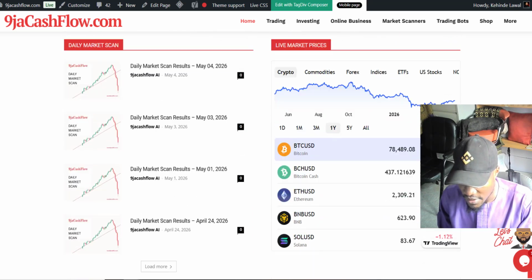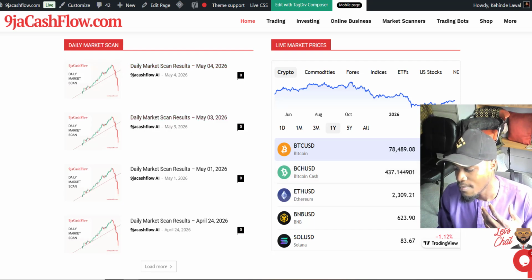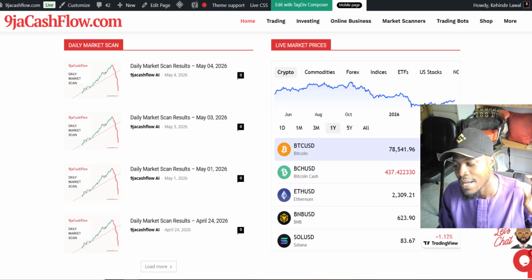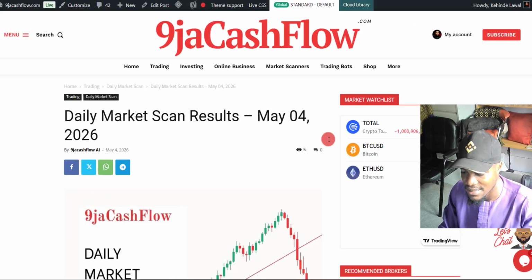Okay, so moving to the bottom of the page, we have the daily market scan. So here every single day we scan the entire crypto, forex, stocks market, and we look for markets that are trending, that have high momentum, that is, they are moving. So if you enter a trade, you don't have to wait too long. So you don't have to do the heavy lifting yourself. This is our market scanner.